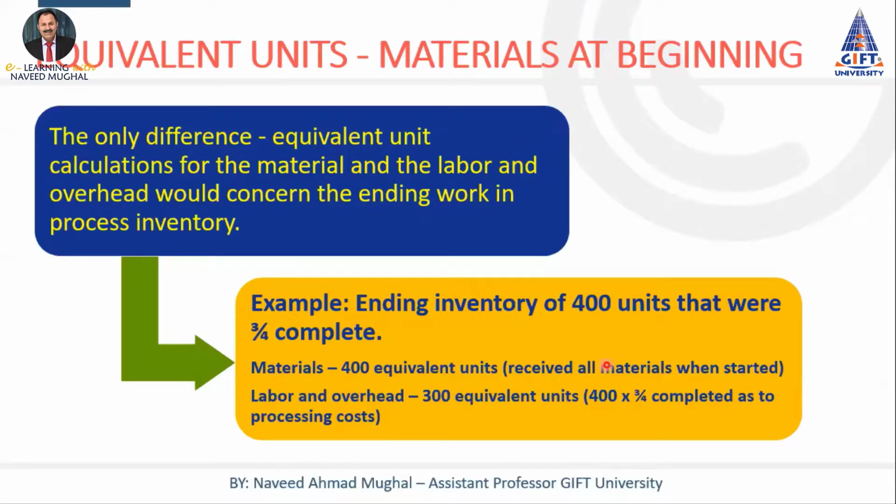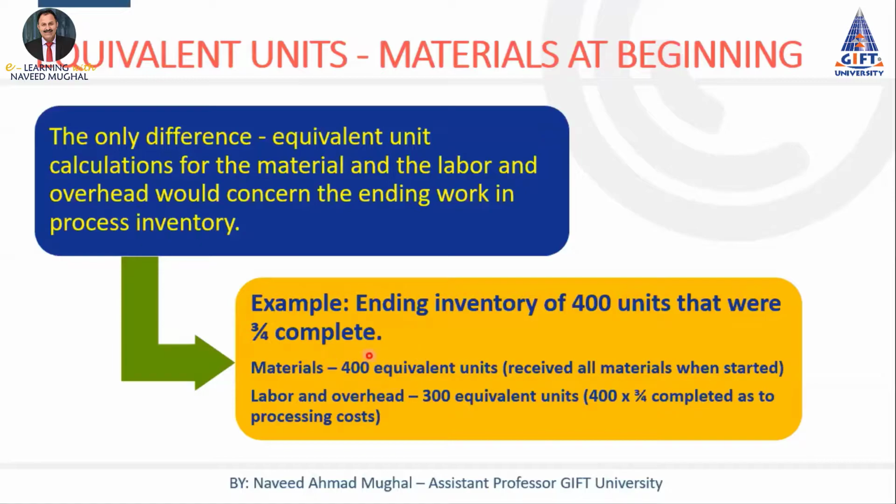As the material is added at the start of the period, when units were started, the whole material was added. It means every unit has consumed the material cost. All units, whether completed or incomplete, have consumed the material and no further material is required for those units. The 400 units which are still in the process have also received all materials at the start of the process. It means they are 100% complete with respect to materials.